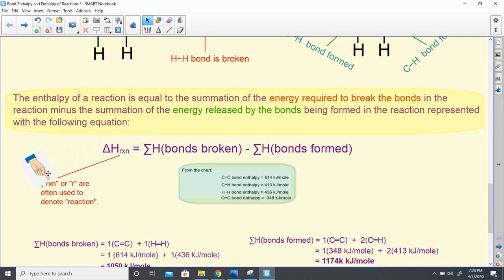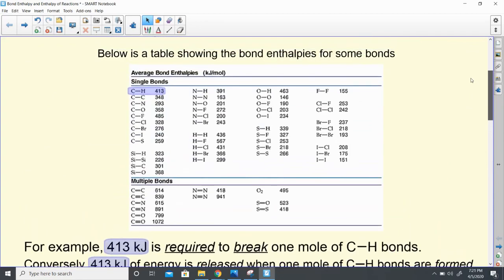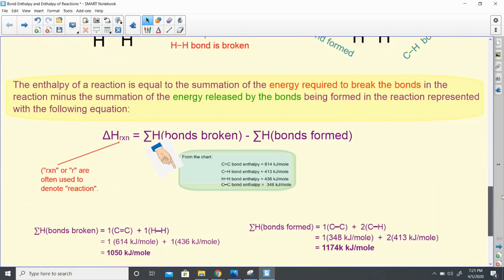Rxn is used to represent reaction, or R. So the change in enthalpy of the reaction equals the total amount of energy required to break the bonds minus the total amount of energy from the bonds that are formed. I pulled these values off the chart that I have shown you above. To make it simple, I just pulled out the bond energies that are needed to complete this problem.